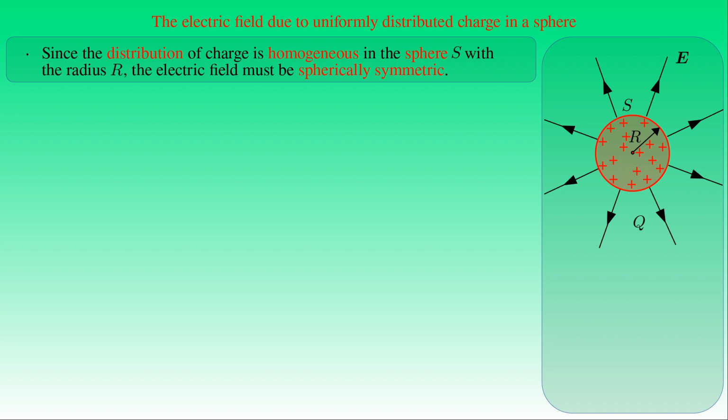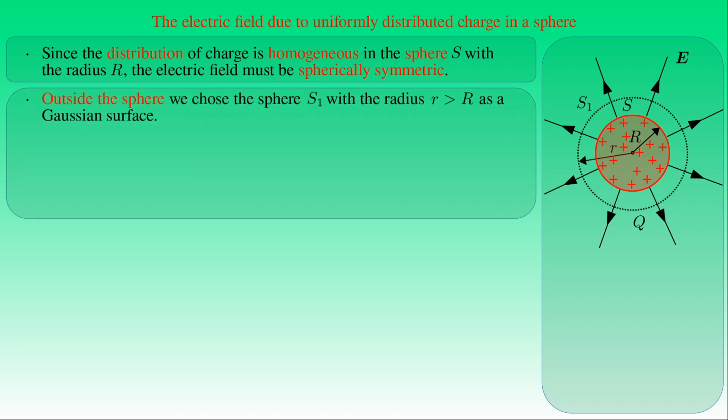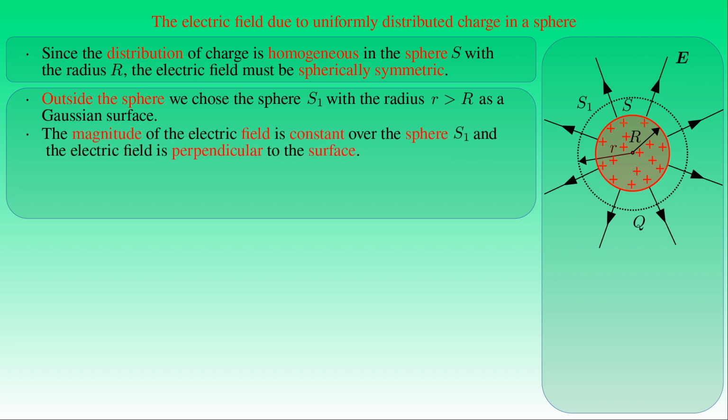If we examine the electric field outside the sphere S, we can choose a sphere S1 with a radius r greater than R as a Gaussian surface, which encloses the charged sphere. For such a choice, the magnitude of the electric field is constant over the surface S1, and the field lines are perpendicular to the surface.